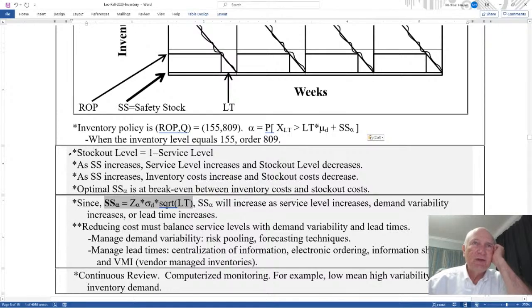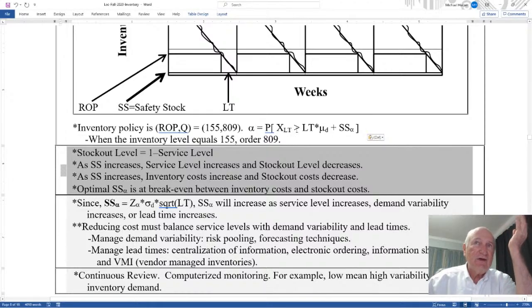Okay, here are the takeaways. The stock out level equals 1 minus the service level. And the stock out level is defined as the probability that the demand during lead time is greater than the ROP. As the safety stock increases, the service level increases and the stock out level decreases. As the safety stock increases, the inventory cost increases because you're carrying more inventory, but the stock out costs decrease because the probability of stock out decreases.